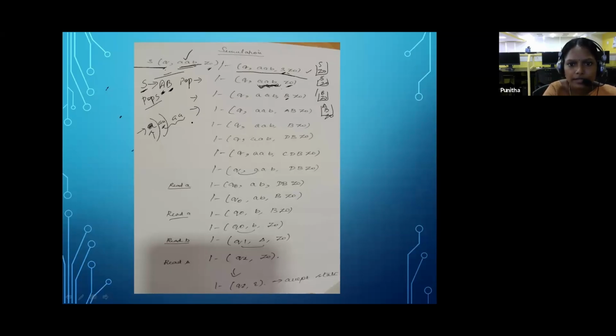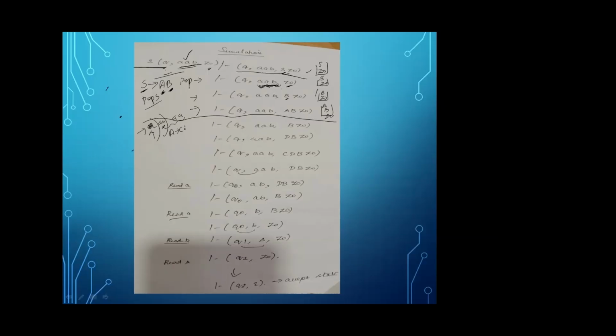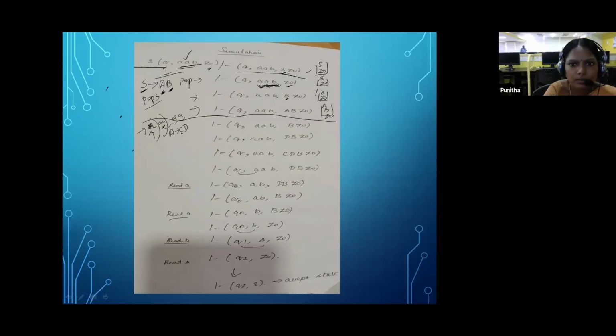Okay, next what I have to do is take the next production. The next production is A tends to CD. In which I need to perform the pop A operation. In this step I'm performing the pop operation. The top element is A, so A will be popped out from the stack. The remaining things are B, Z naught, so I'm writing here B Z naught.